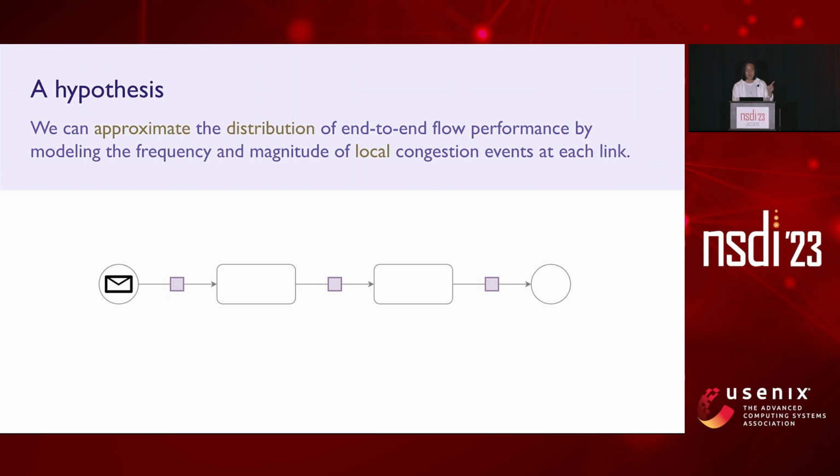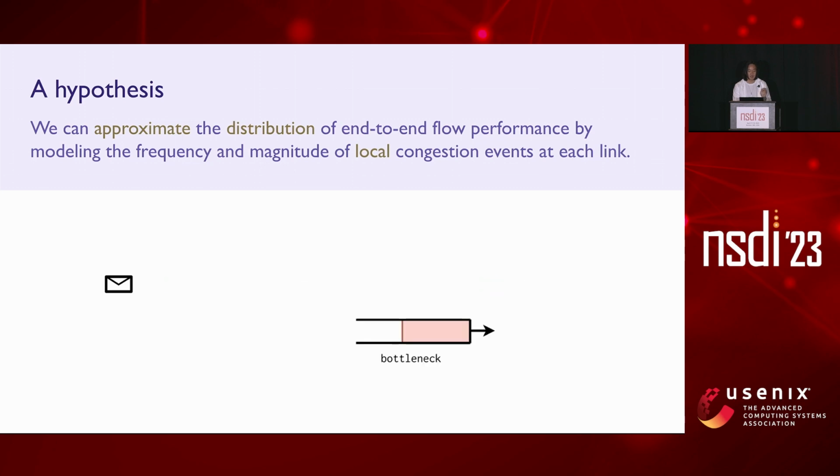Consider a flow that's just a single packet. What's going to happen to it? It's going to visit the first hop, where it might encounter some delay. It's going to visit the second hop, where it might encounter some delay, and so on. And what might the delay depend on? Well, let's look at a link in isolation as its own bottleneck.